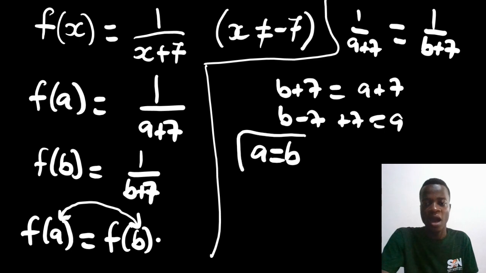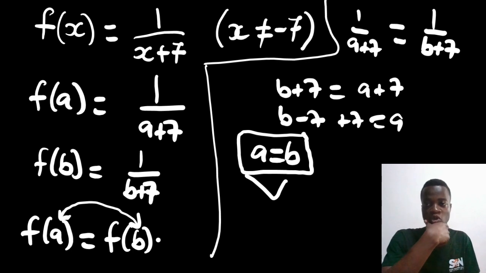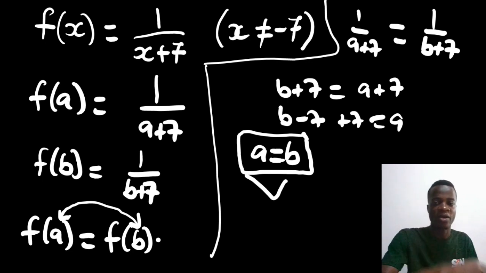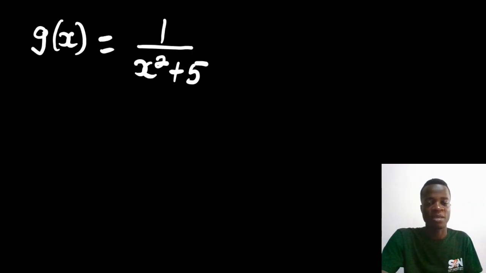Now you see that if the input and output are the same, then a is equal to b should be valid. So in our case, it is very valid, and a is equal to b. So this function is a one-to-one function because we have actually proved that the inputs are the same. That's why they give the same output.